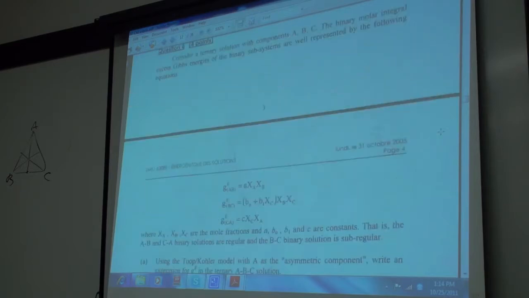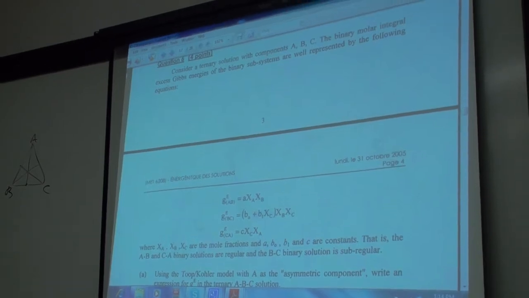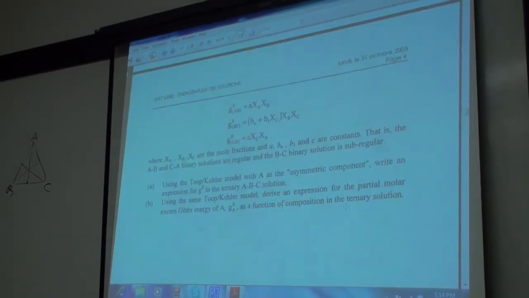Alright, this is very similar. You have a ternary solution, ABC. The binary properties are given by this down here. Again, these two are regular, and this one is subregular, written as a normal power series rather than a Redlich-Kister. Use the Kohler model with A as asymmetric to write an expression for GXS and also GXS A.